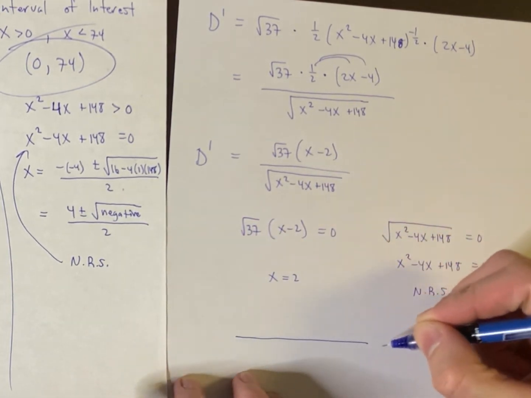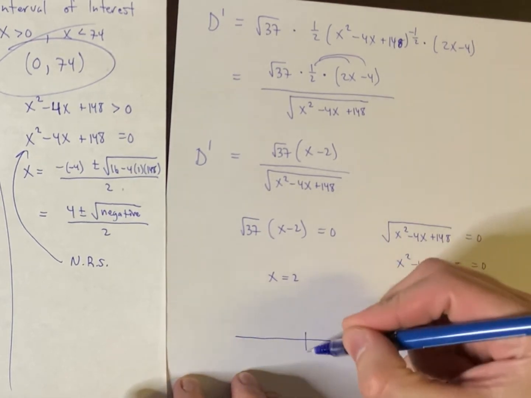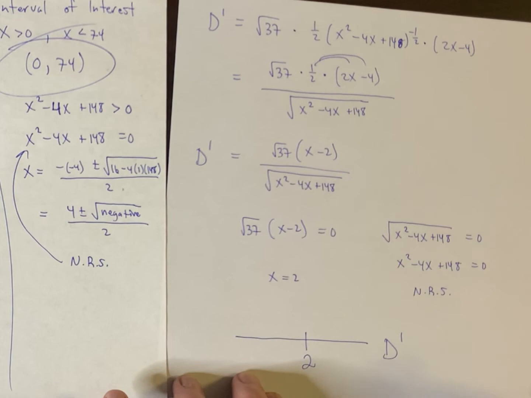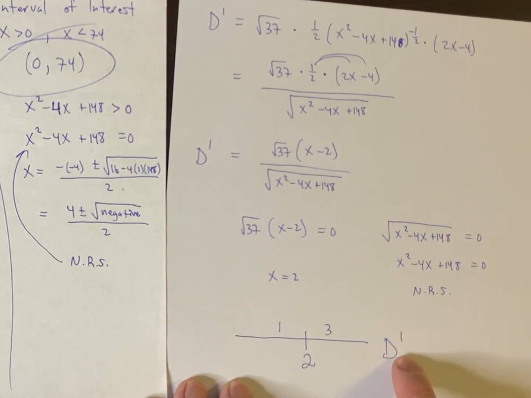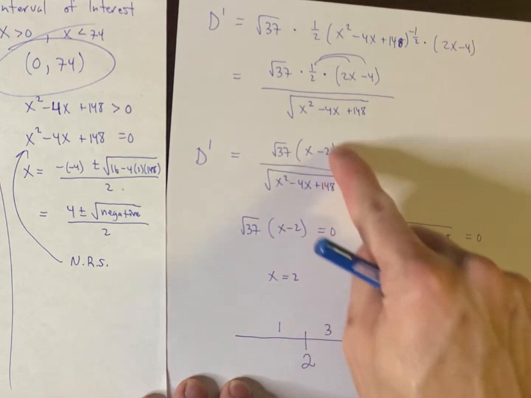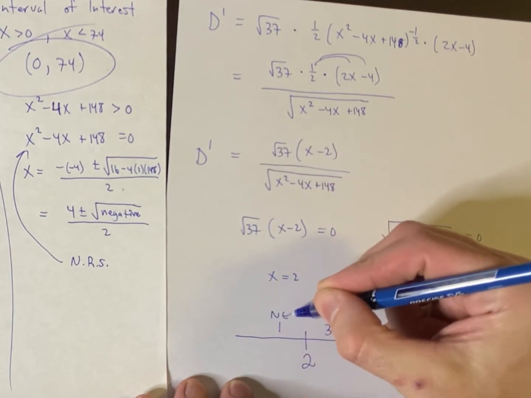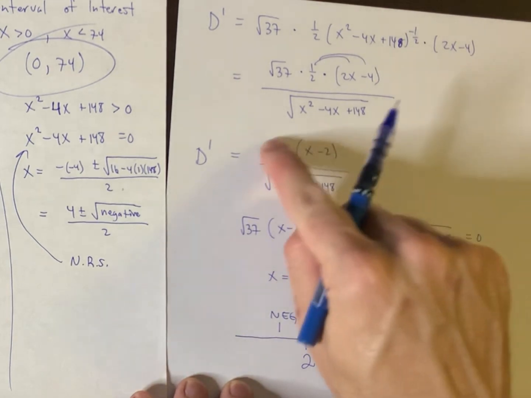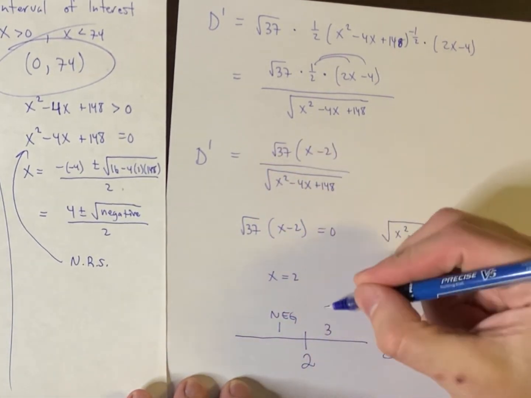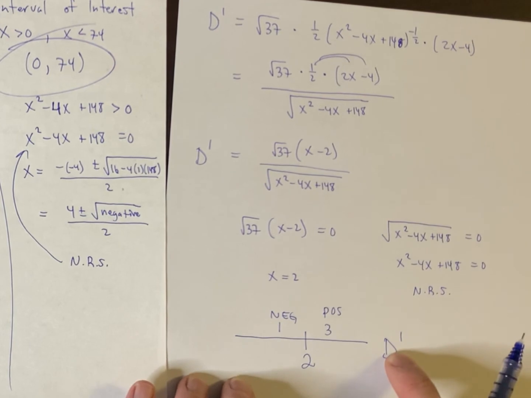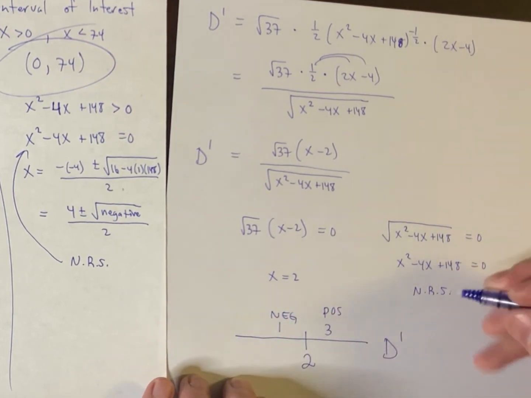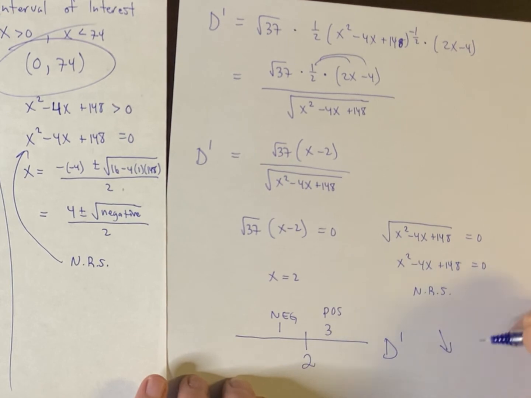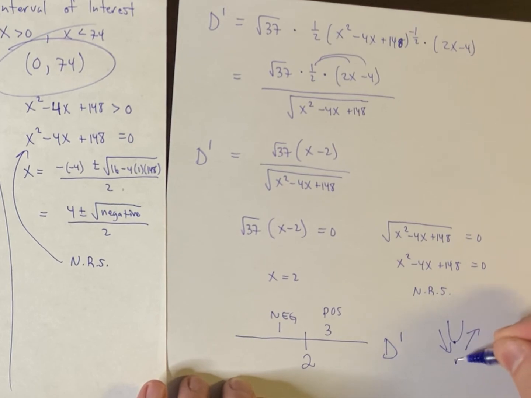If you go to a sign chart for D prime, you make a cut at 2, it's the only critical number. Pick test values that are before and after 2, like 1 and 3. If you take 1 and plug it into the first derivative here, you will get back a number that is negative. If you plug in 3 into the first derivative, you'll get back a number that's positive. Since the first derivative goes from negative to positive, we have tangents that go from down to up, which means that on the graph of D, we have a low point called the minimum.